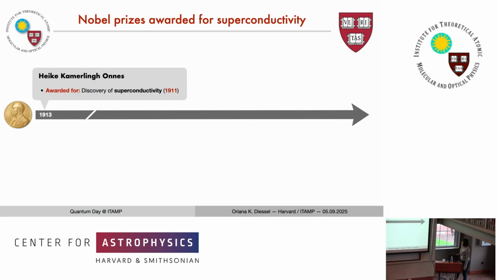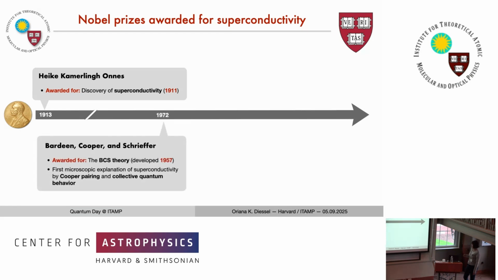Right. So with this, let me summarize by giving you an overview of all the Nobel Prizes involved in superconductivity. The first one we've seen already, right? It was the initial discovery of superconductivity by Kamerlingh Onnes in 1911. And then almost 50 years later, the BCS theory was developed by Bardeen, Cooper, and Schrieffer, and it was really the first microscopic explanation of superconductivity based on Cooper pairing and this collective quantum behavior.